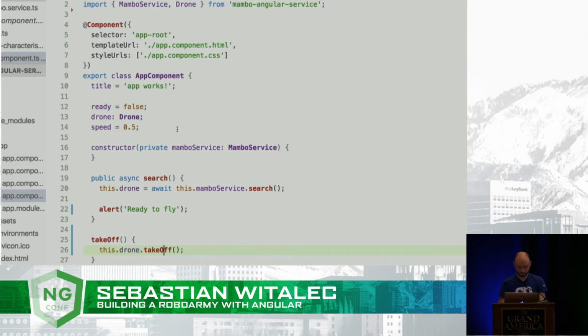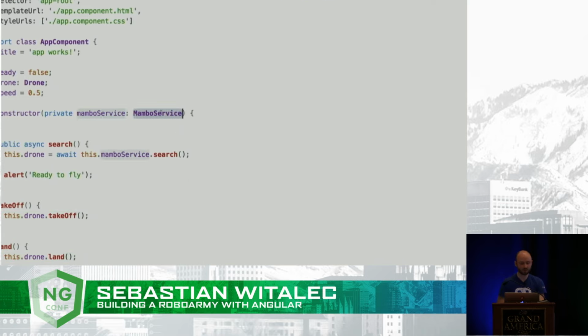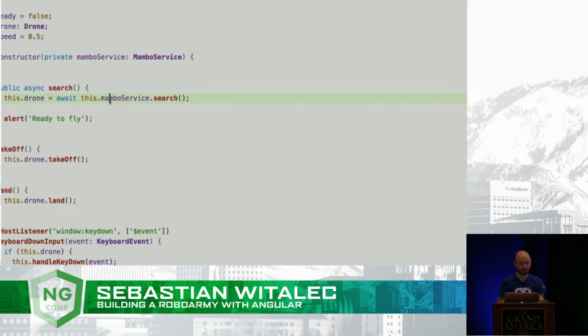Cool. So what you have to do is just inject the Mambo service, and then using the Mambo service, you can call search. If you use async await, it waits until the drone is ready for you to kick off. Then using that drone object, you can call functions like take off or land or set some other instructions into it.